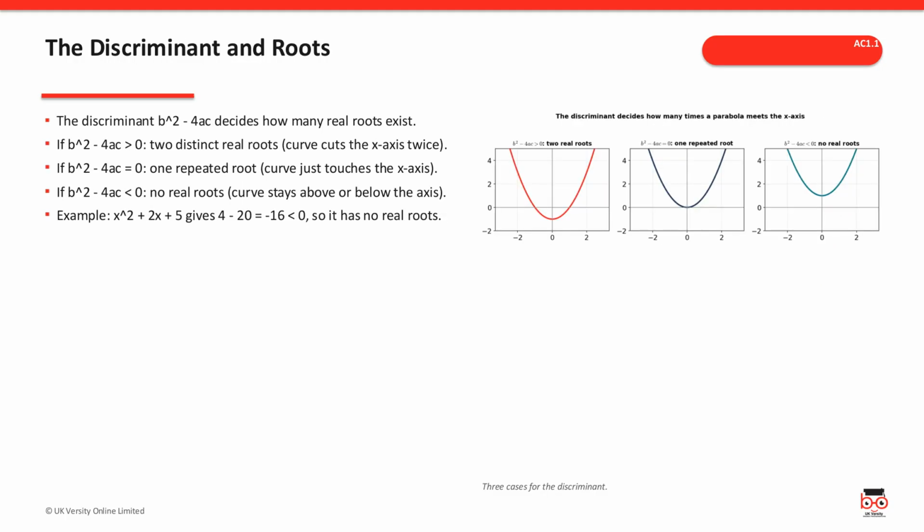The discriminant b squared minus 4ac quietly decides how many times a curve meets the x-axis. If it's greater than 0, you get 2 distinct real roots and the curve cuts the axis twice. If it's exactly 0, there's a single repeated root where the curve just touches the axis. And if it's less than 0, there are no real roots at all. Take x squared plus 2x plus 5. The discriminant is 4 minus 20, which is minus 16, so this one never meets the x-axis.